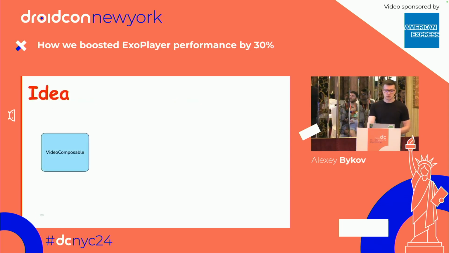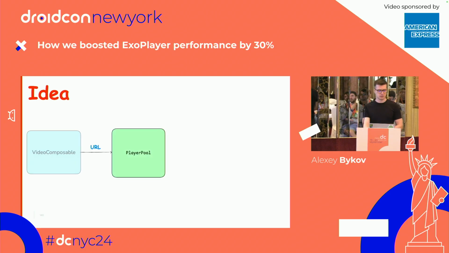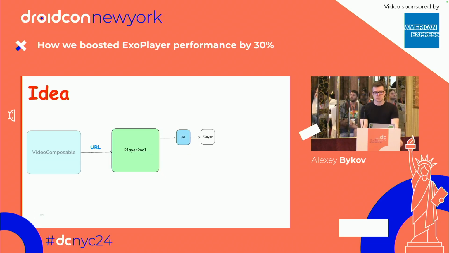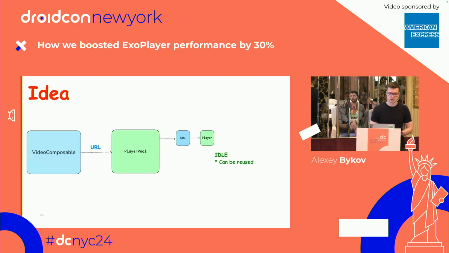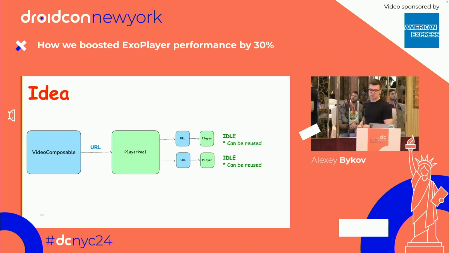The idea for the first approach was like this. We have a video composable that, whenever first composition happens, has some sort of key like a URL, and we ask the player pool to give us a player. If there is no player available, it creates a new instance. It also associates it with the current video playback and marks its state as occupied, which means other video playbacks cannot reuse it. Once the video has been played, the player can be reused, and we're trying to keep it to 2 to 3 ExoPlayer instances for now.